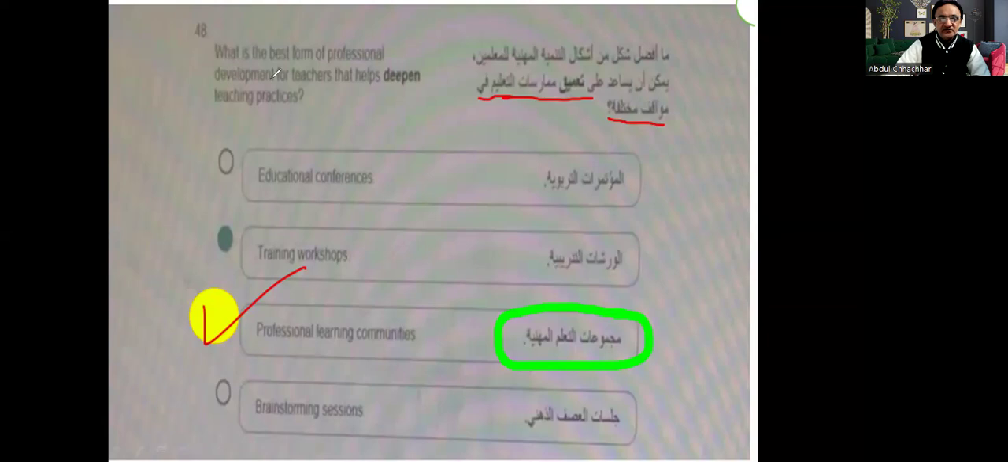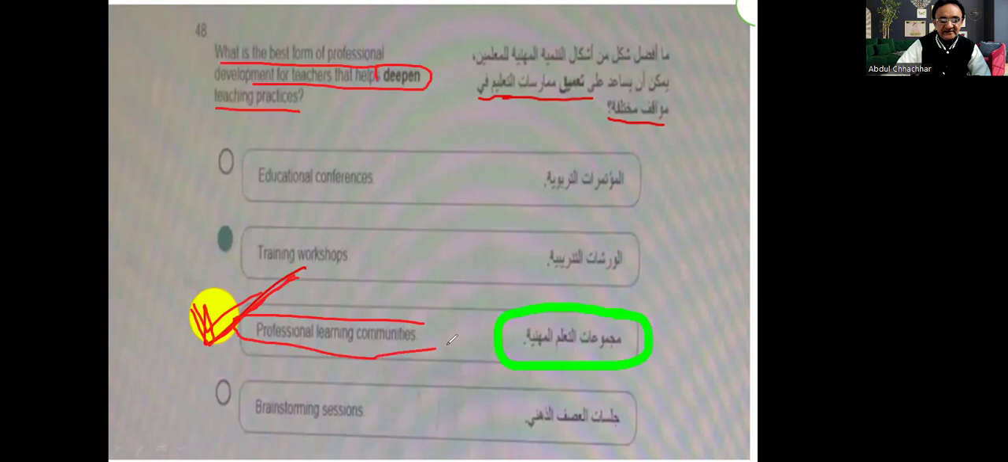So number one question is: what is the best form of professional development for teachers that helps to deepen the teaching practices? Now we have options: educational conference, training and workshop, and brainstorming. So let me give you the answer first. The answer is the professional learning communities. Now, what are these professional learning communities? Let's discuss that first.